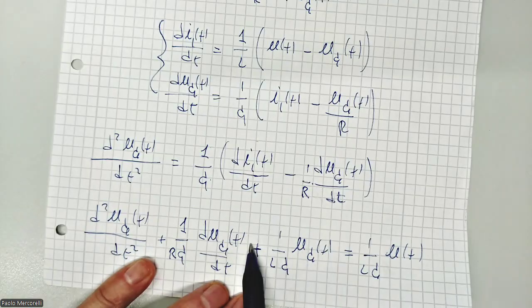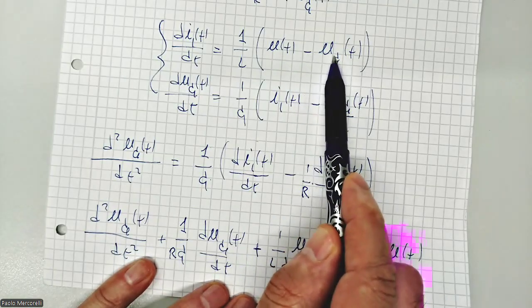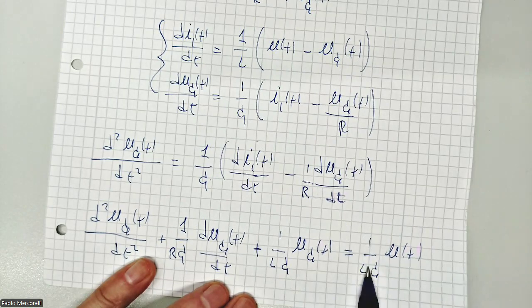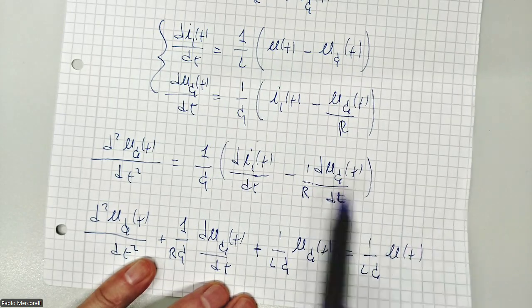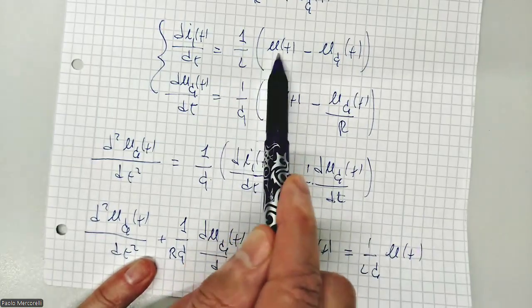Why this one with plus? Because here on the right side, we have this element with minus. This means I can bring it to the other part and change the sign. Why 1 divided LC times U(t)? Because again, we have 1 divided C, which multiplies 1 divided L multiplied by U.